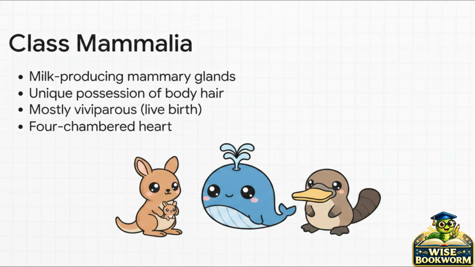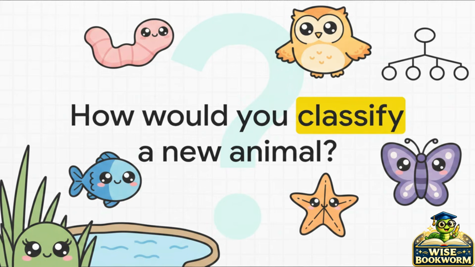And finally, we arrive at our own class, Mammalia. Defined by hair-covered skin and milk-producing mammary glands to nourish our young, mammals have pushed biological adaptation to its absolute limits. Thanks to a 4-chambered heart and the massive evolutionary advantage of live birth, with rare egg-laying exceptions like the platypus, of course, mammals have successfully claimed almost every extreme habitat on Earth, from kangaroos in the outback to deep-diving blue whales.